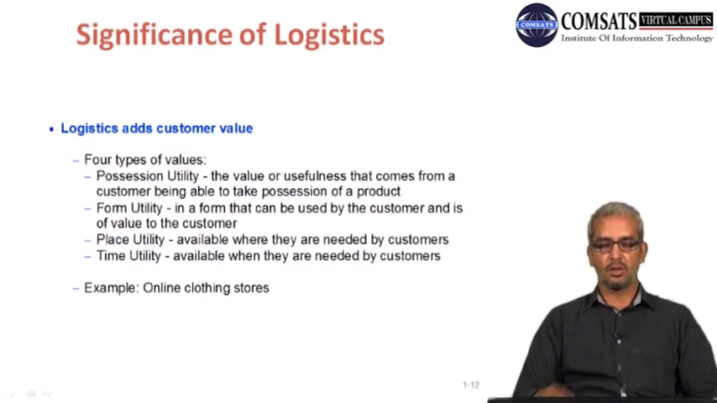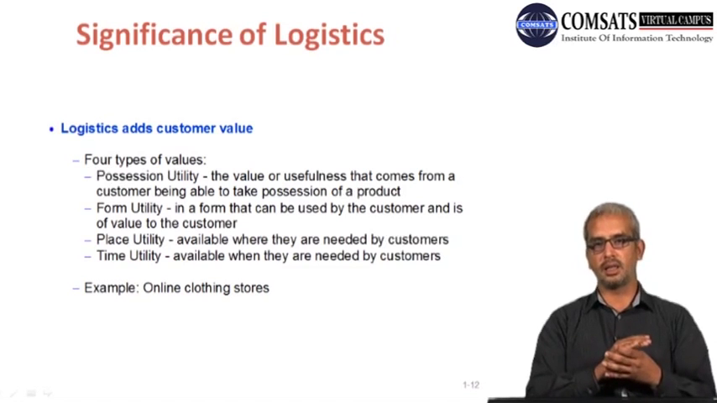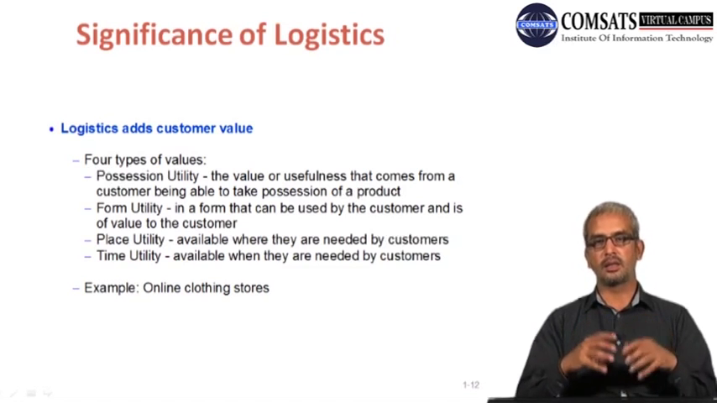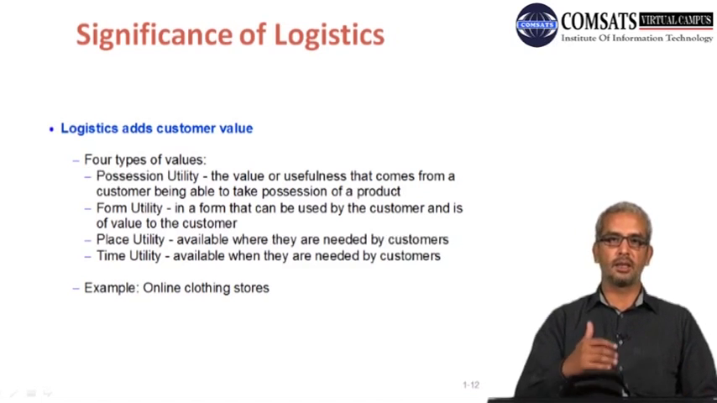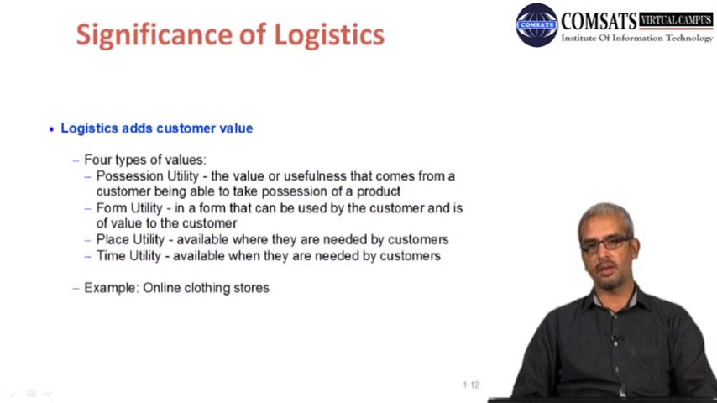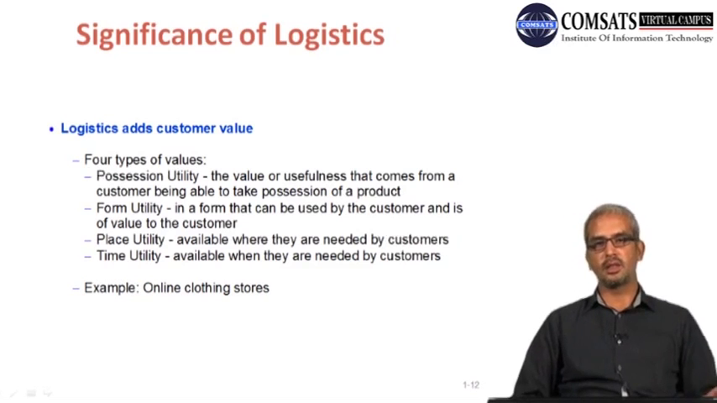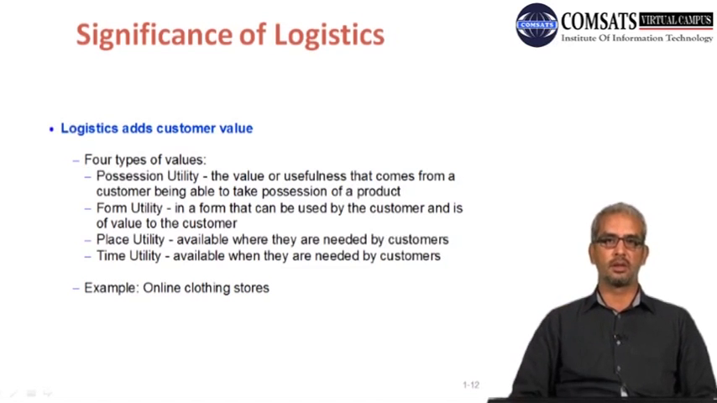Now, if you see that out of these 4 values that are being created, that are summing up to create customer value, the last 2, place value and time value, are created by the logistics process. One is created by production and manufacturing, and the last is created by the logistics management process. The last 2 are created by logistics management process. So 50% of the customer value is actually created by logistics process.